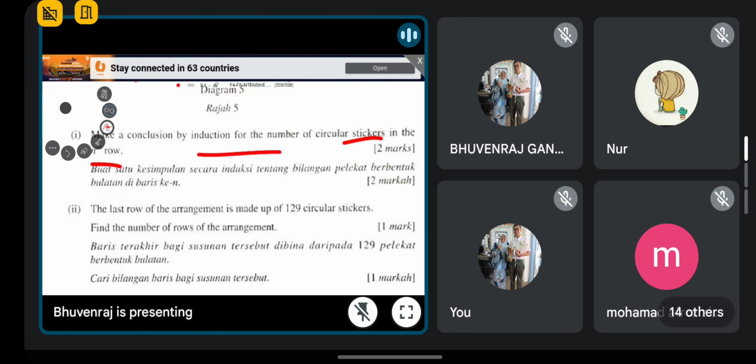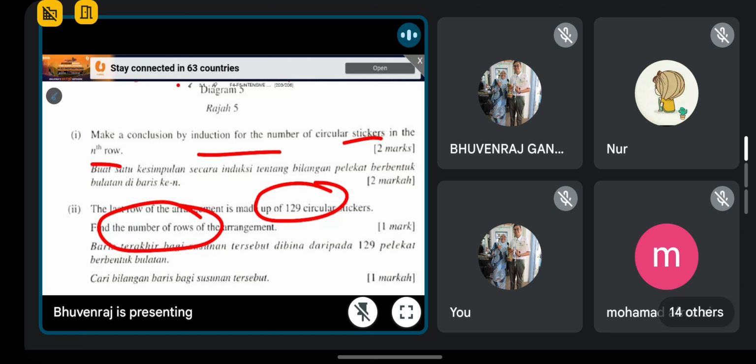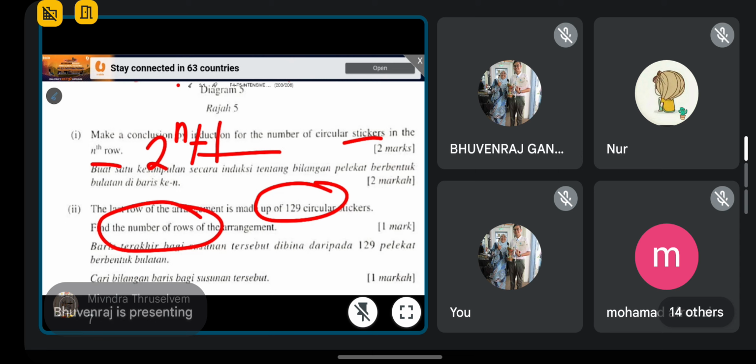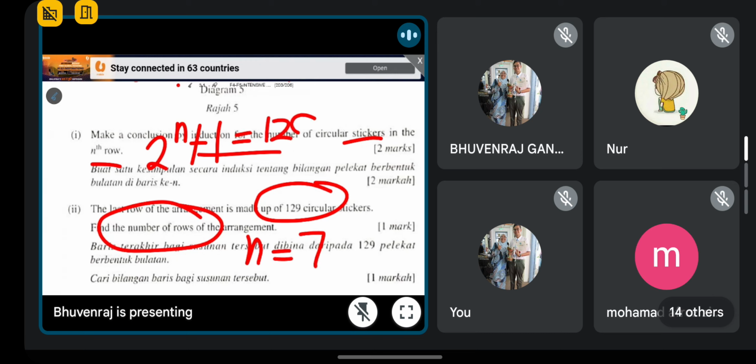Okay, so the last question for today, they say the last row is made up of 129 stickers. So can you find for me the number of rows? This one is based on the formula you made just now, 2 power n plus 1. This one is easy. The second one. Yes, very good. The answer will be 7, because this one will equal 129.